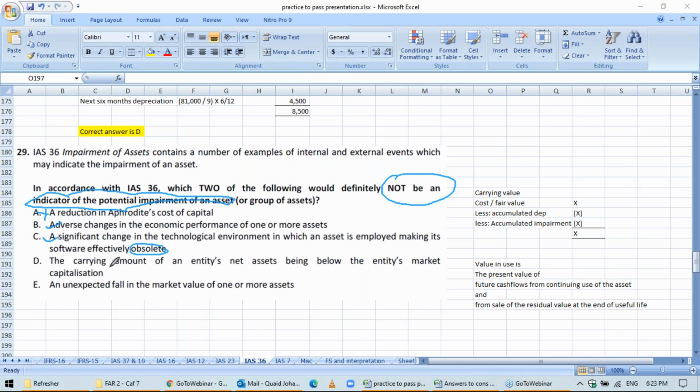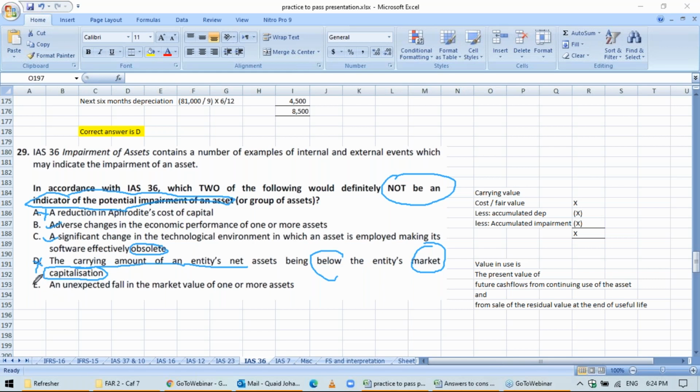And then they say the carrying amount of an entity's net assets. Carrying amount means the book value of net assets of an entity are below the market capitalization. Market capitalization means the stock market value. So the company's value in the stock market is high. So if it is high, then the people believe that the assets will be recovered by more than the book value amount. That's why the market value is high. So this is also not an indicator for impairment, because this shows that the value of the assets is higher in the market than what is being shown in the financial statements.